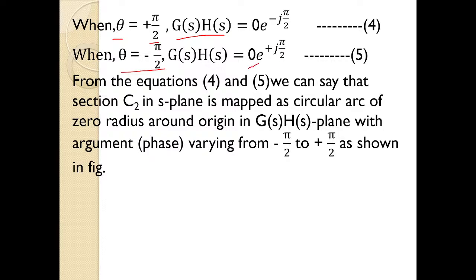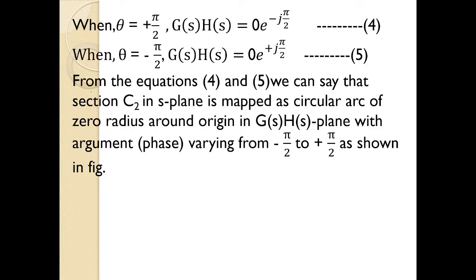Now, what is the radius? Radius is 0. So, what are the theta values? Theta varies from minus pi by 2 to plus pi by 2. Okay. The r value is 0. What about theta? It varies from minus pi by 2 to plus pi by 2. See, this is minus pi by 2, this is plus pi by 2. Theta varies from minus pi by 2 to plus pi by 2.